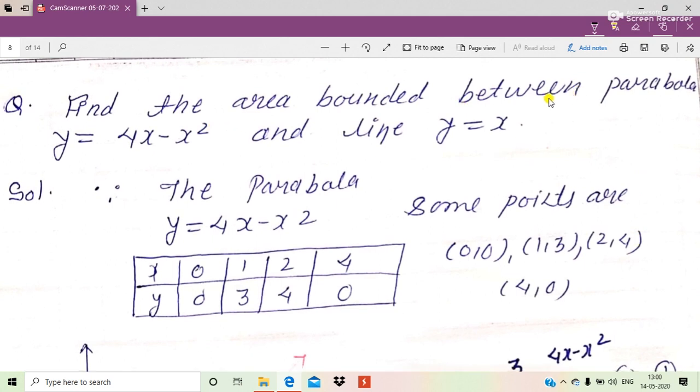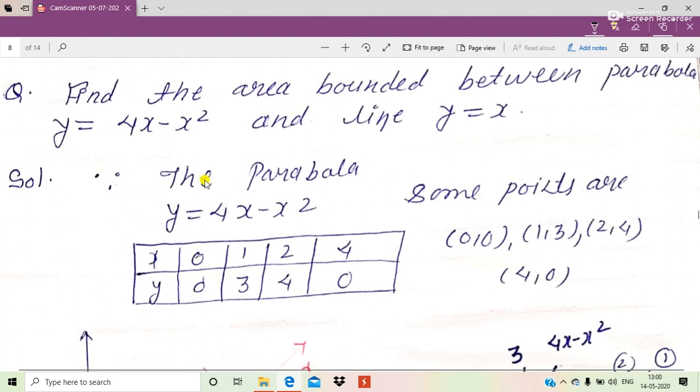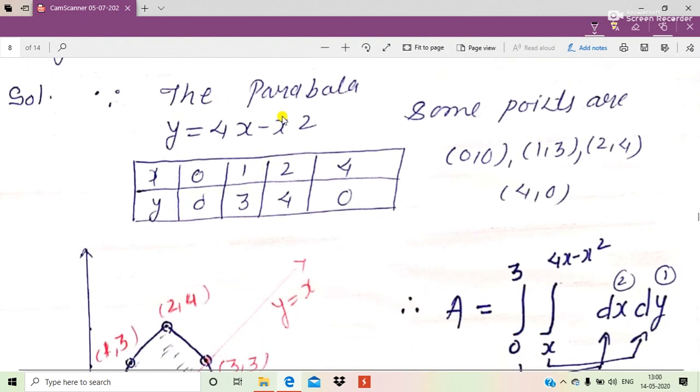Now the next question is: find the area bounded between the parabola y is equal to 4x minus x square and the straight line y is equal to x. We all know that y is equal to x is a straight line of 45 degrees. So let's analyze this parabola, which is y is equal to 4x minus x square. We are trying to find some intersecting points, some points of the parabola y is equal to 4x minus x square.